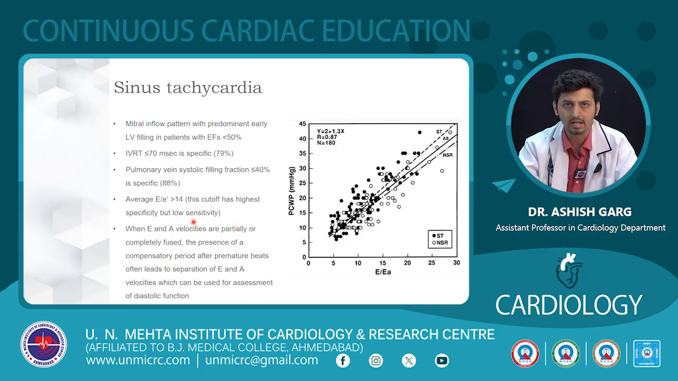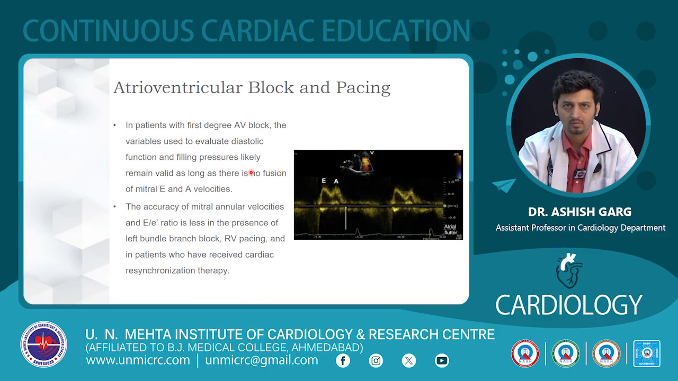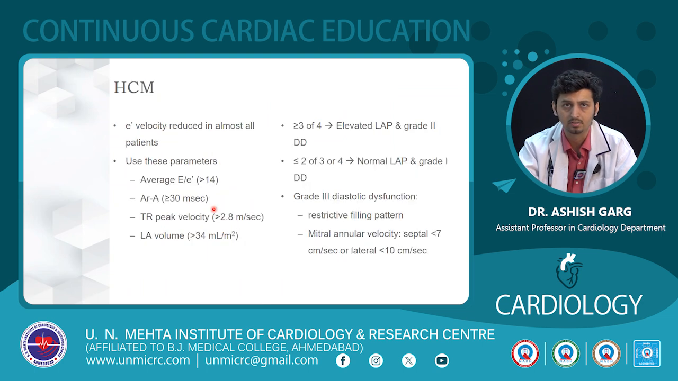In sinus tachycardia, E by E prime is a reliable index and should be used to assess diastolic function, because the E and A velocities are fused when the patient has sinus tachycardia. IVRT is also a specific indicator of diastolic function. In first degree AV block, again the same problem, that there is fusion of the E and A velocities, and the E and A velocities can only be used when there is no fusion. So you use the E by E prime ratio in these patients.